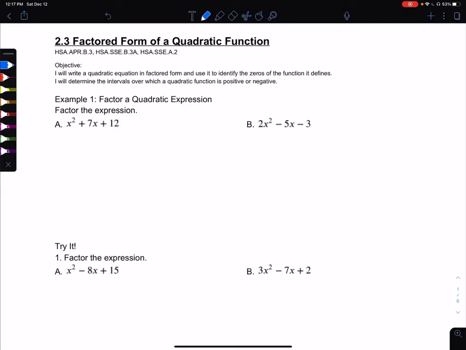Here in this video, we're going to look at factoring a quadratic expression. We covered these two processes in a previous video in a bit more detail, so I'm just going to run through them here as a review.